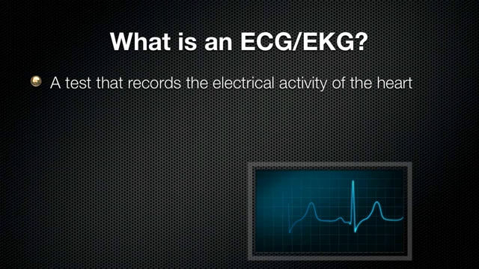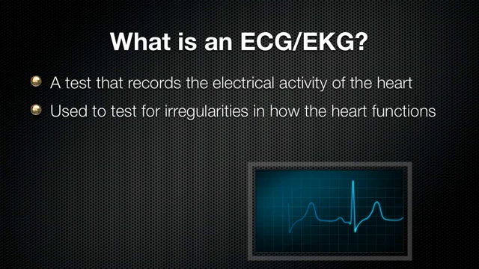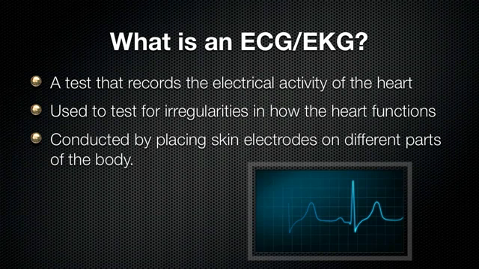Now, the ECG is used to test for irregularities in how the heart functions. And you've probably either seen this firsthand in a hospital or on TV. You can look at the electrocardiogram and it will tell you if the heart is working the way it should. The way this is conducted is by placing skin electrodes on different parts of the body, and these electrodes are able to detect the electrical activity of the heart.